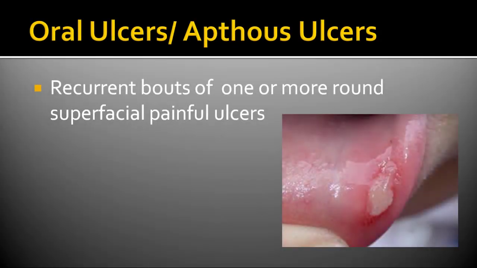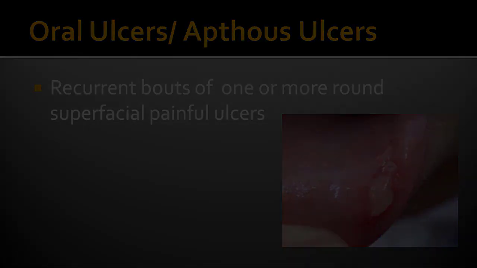Ulcer is typically defined as any discontinuity in the continuation of mucosa. These oral ulcers are recurrent bouts of one or more round superficial painful ulcers. They are located in the buccal cavity and at several locations like inside of the lips, floor or roof of the buccal cavity, and on the tongue.